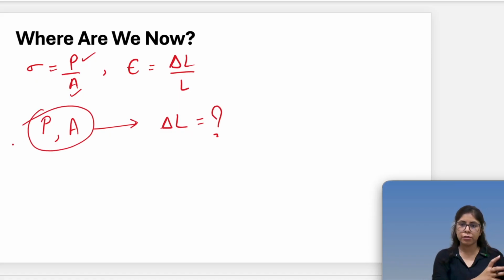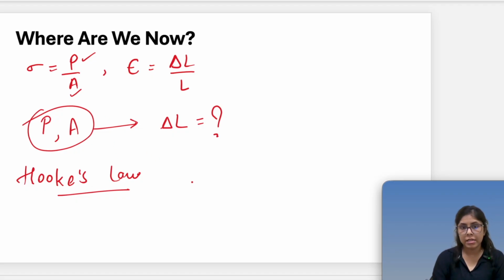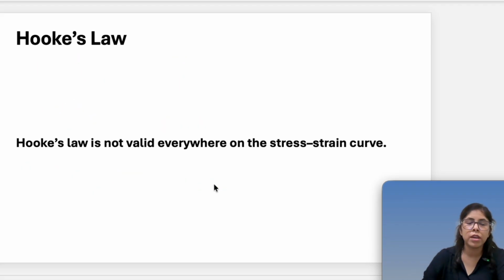Stress is a different quantity, strain is a different quantity. Now we want to relate them, and we have been given the force which is applied and the area on which the force is applied. Given only these two quantities, can I calculate the change in length? Yes. So there comes the quantity that we call Hooke's law, by which we relate stress and strain. So we come to Hooke's law.